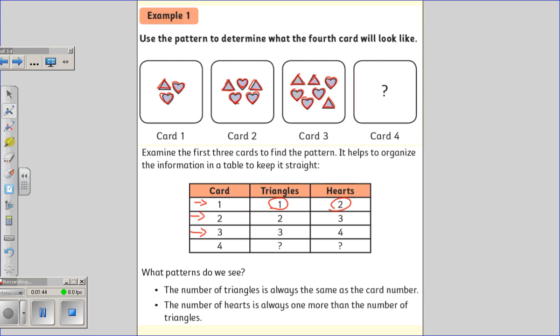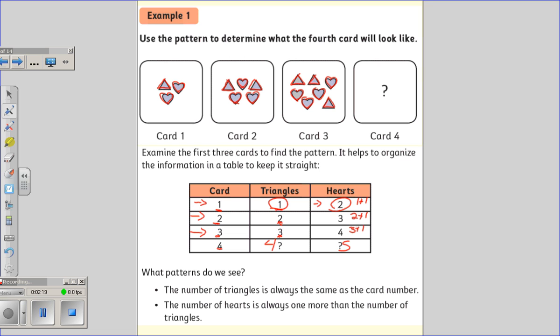It looks like the card number tells us how many triangles to put on our card. So card 4 will have 4 triangles using this pattern. Now hearts. Hearts look like it's 1 more than the card number. So 1 plus 1 equals 2. 2 plus 1 equals 3. 3 plus 1 equals 4. So we know for card 4, we're going to have 5 hearts.